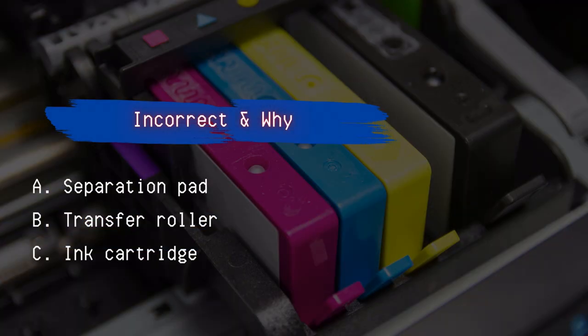Incorrect answers. A. The separation pad. Now, the separation pad is used to prevent multiple sheets of paper from feeding at once. It would not cause a double image on the printout. B. A transfer roller. Now, the transfer roller helps transfer toner from the drum to the paper, but it generally does not cause ghosting or double images. C. Ink cartridges. Now, ink cartridges are used in inkjet printers, not laser printers. Laser printers use toner cartridges instead, and toner is not typically responsible for ghosting issues.